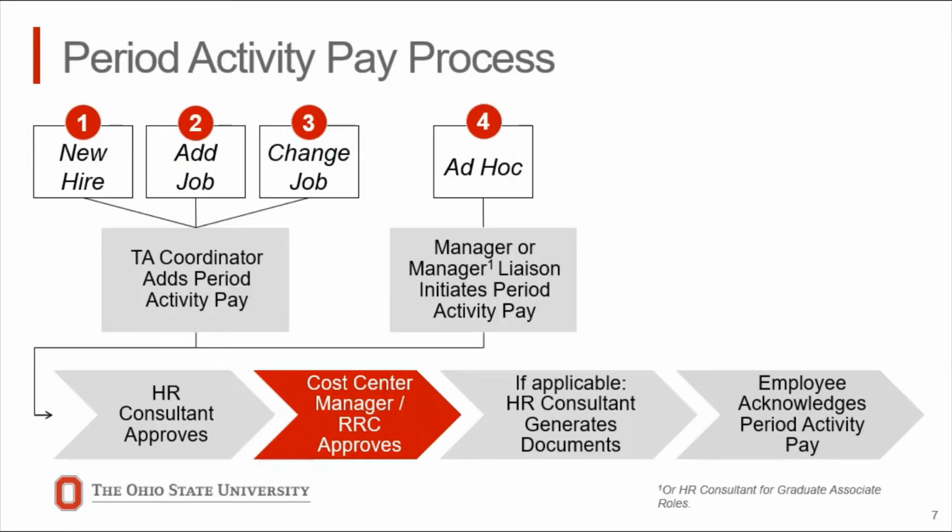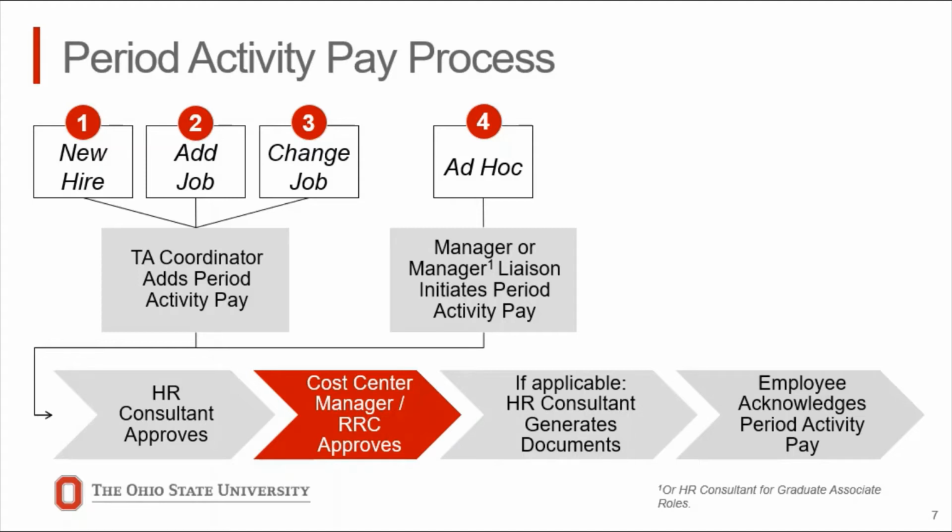As previously discussed, there are 4 processes in which an individual can be assigned period activity pay: new hire, add job, change job, or ad hoc. As a CCM or RRC member, you will approve all period activity pay. If any changes need to be made, you will send it back to the initiator.